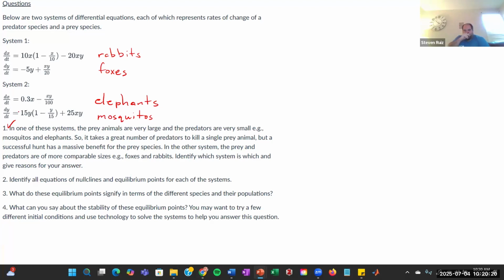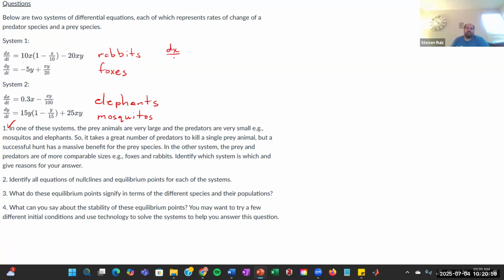Part two: identify all the equations of null-clines and equilibrium points for each system. Okay, so for system one, how do I find null-clines? I want to set each one of these equations equal to 0. This first equation, if I set this equal to 0, I can look at this as having two terms. One of them is 10x times the quantity 1 minus x over 10. The other is 20xy. Both of those have an x in common.